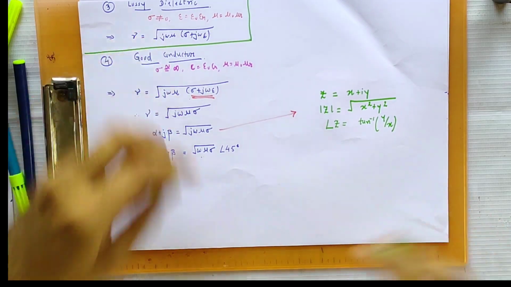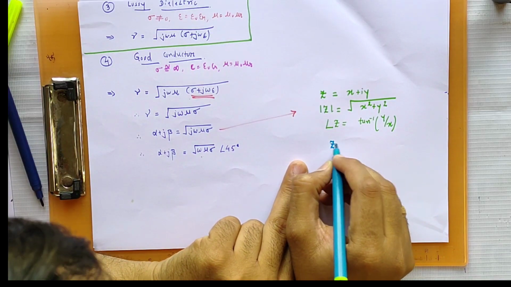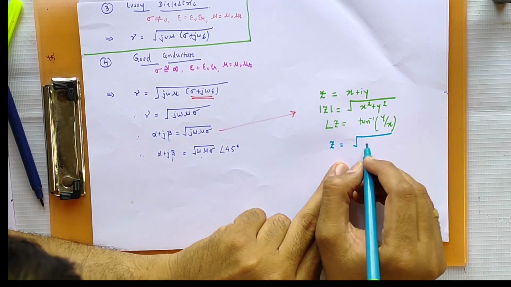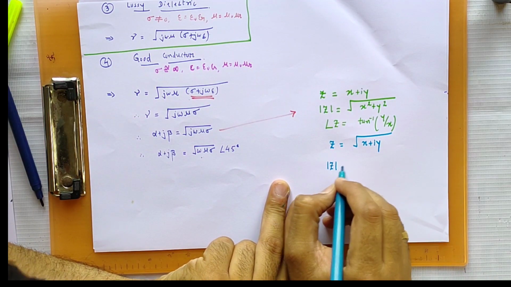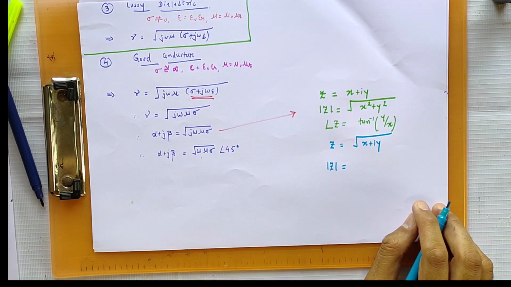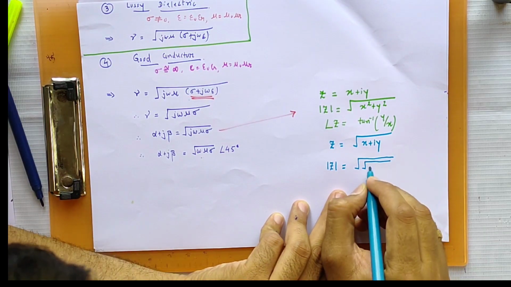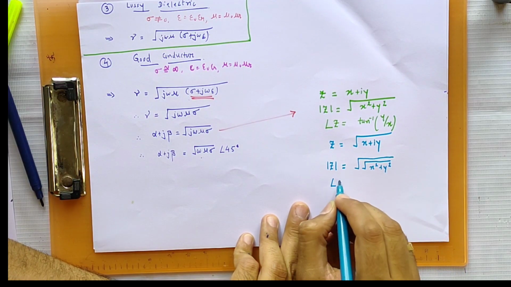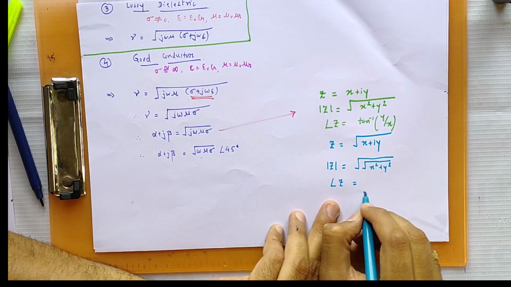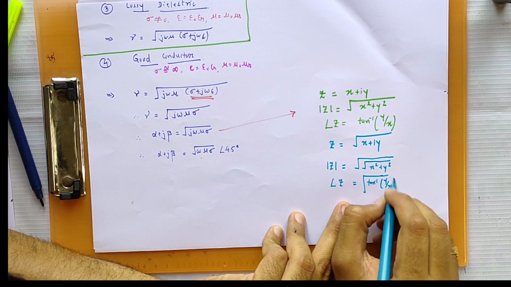But if z is equal to under root of x plus iy, then what is mode z? In this case the mode of z is under root of x square plus y square. And what is the angle of z? Angle of z is under root of tan inverse y by x.